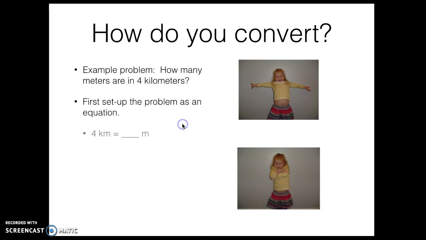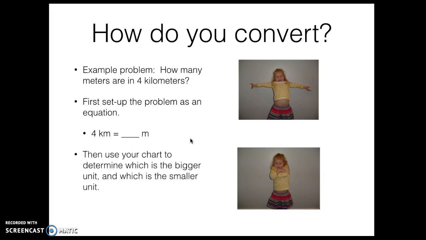You set up an equation. What do you know? You know that you have 4 kilometers. What you don't know is how many meters that is. So go back to your chart that you have in your note sheet. Which is the bigger unit? Think about it. There's 1,000 meters in 1 kilometer. So a kilometer is the bigger unit, and the meter is the smaller unit.